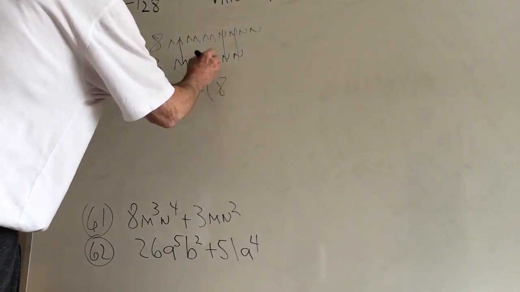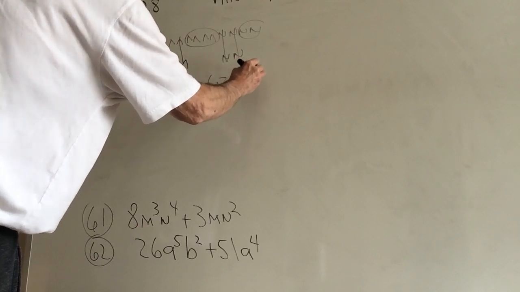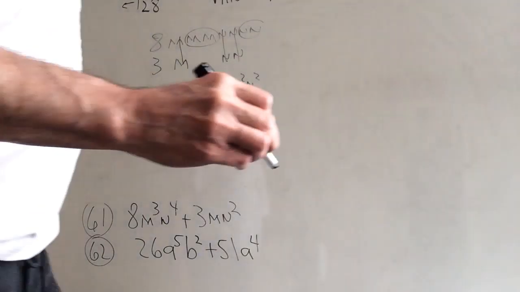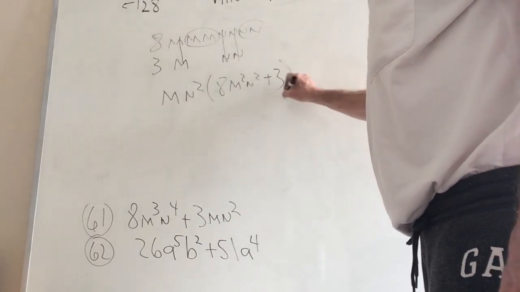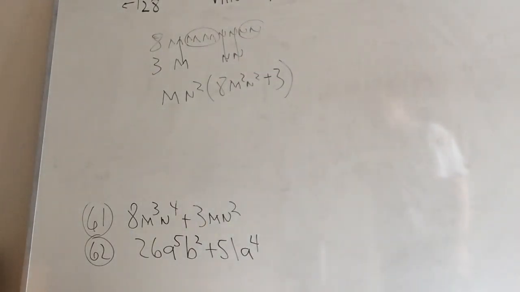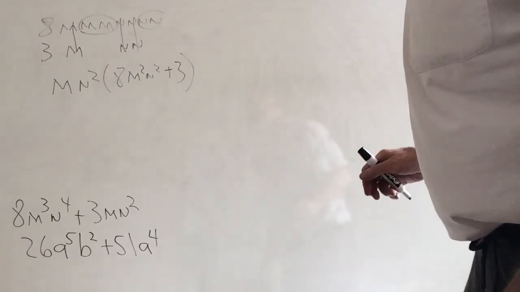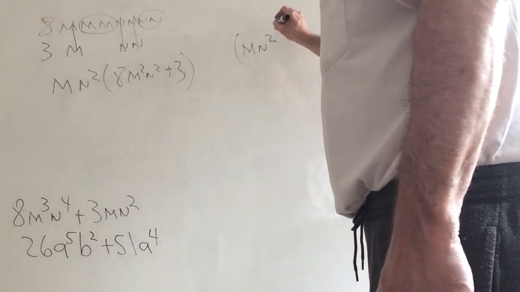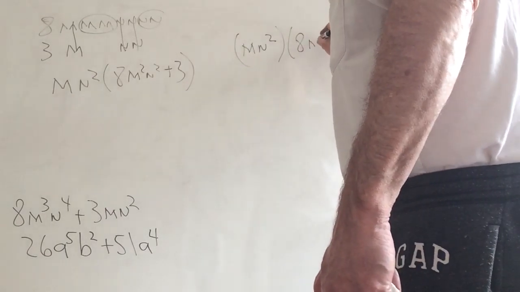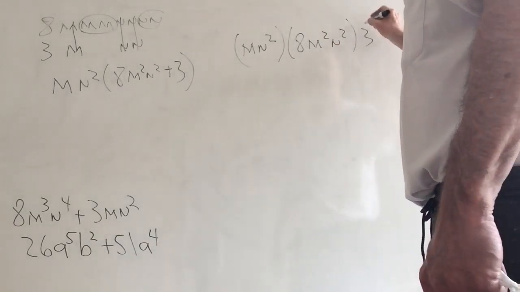What's left? 8. There's circle, circle. M squared, N squared. Move over to the other side. Nothing's left except the 3. Everything's been matched. Okay, so there you go. And we'll quickly do an LCM check. And that would mean M N squared times 8 M squared N squared times 3.